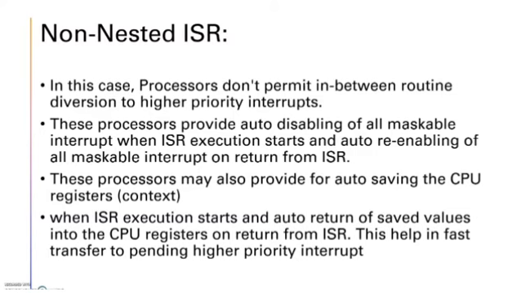So these are the two classifications of interrupts: nested and non-nested. When the ISR execution starts, there is an auto return of saved values into the CPU registers on return from the ISR. Whenever it is executing one interrupt, it will not permit another interrupt. It will auto return from that interrupt, and only then process the other interrupt which has come. Even if a high priority interrupt comes in between, it cannot be processed. So the processor doesn't permit in-between routine diversion. That is the important point here.